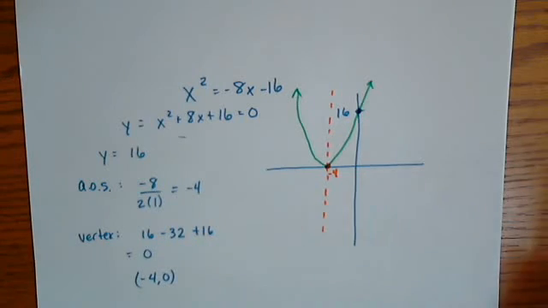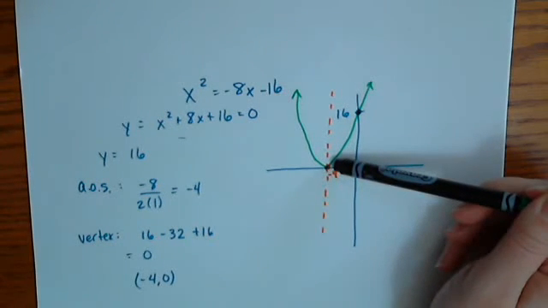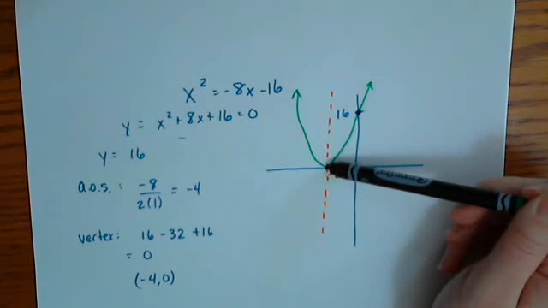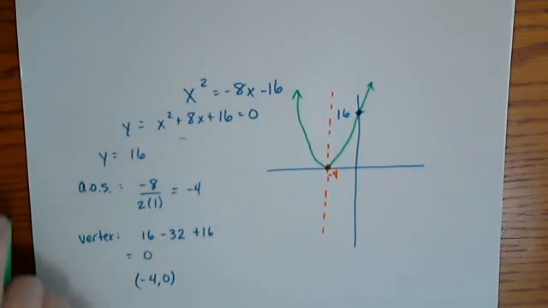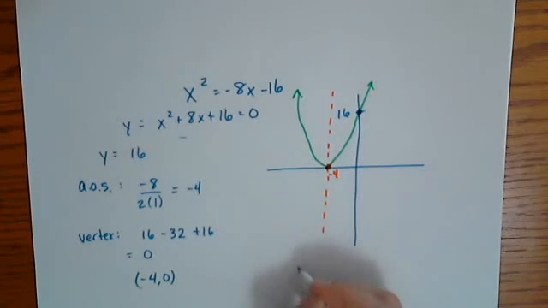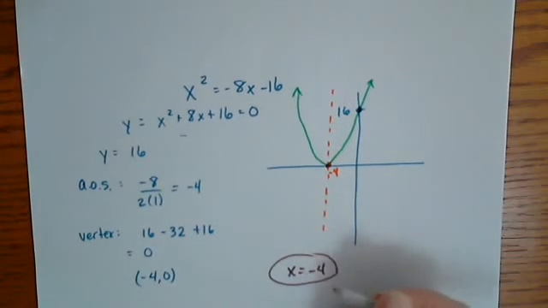And there we go. And we can see that since it only touches the x-axis, we're going to have a repeated root or a double root. And we're only going to have one answer. That is going to be x equals negative 4. Okay.